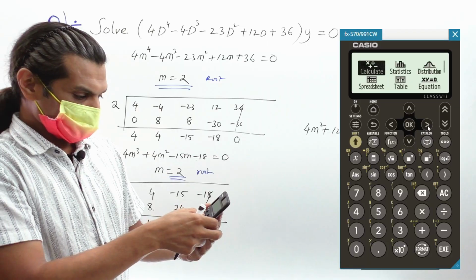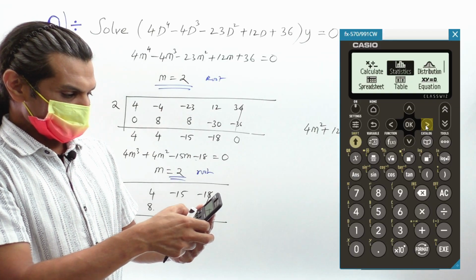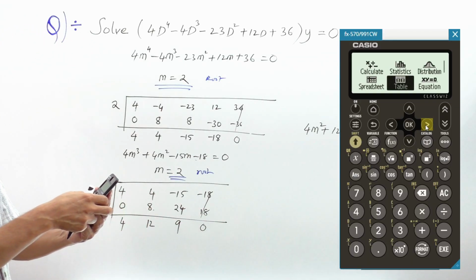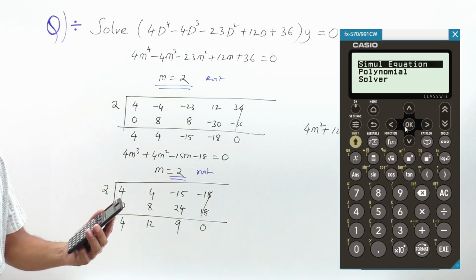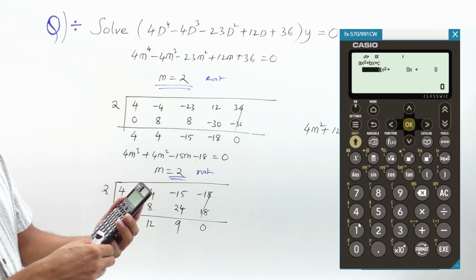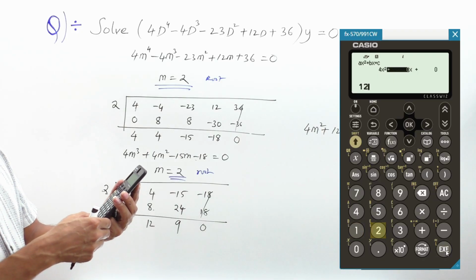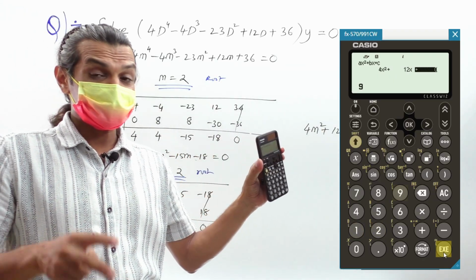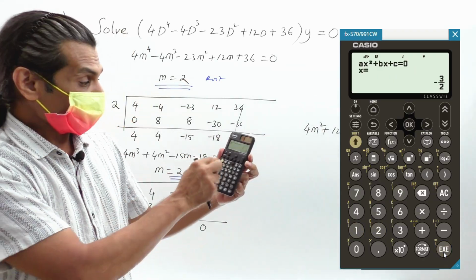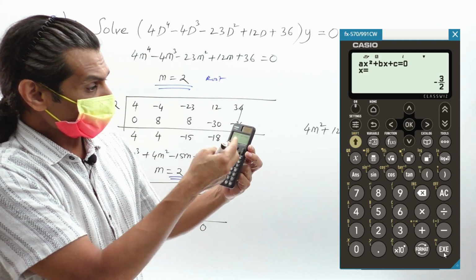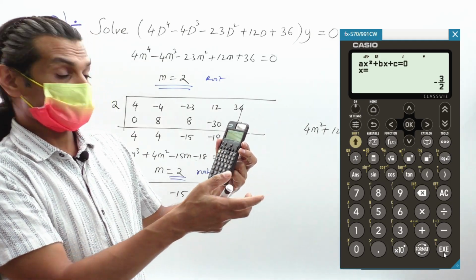So we go to home, equation, polynomial, square, right? Square means the first one, x square plus bx plus c. You put 4, 12, 9. Then execute. See, it should show x1 and x2. Again, showing x is minus 3 by 2. Again it is going back to the equation.